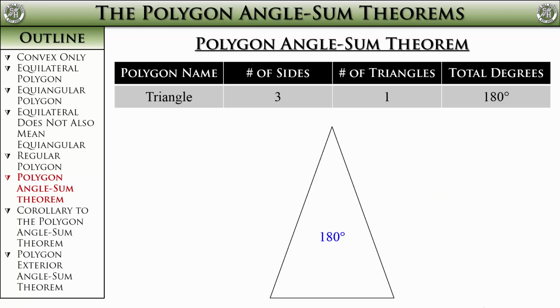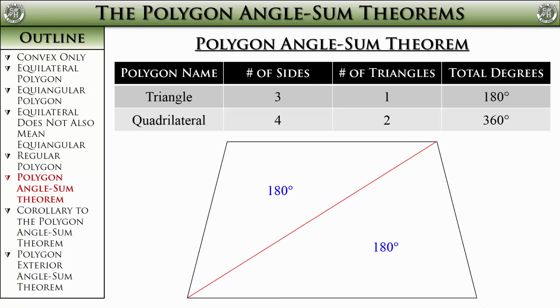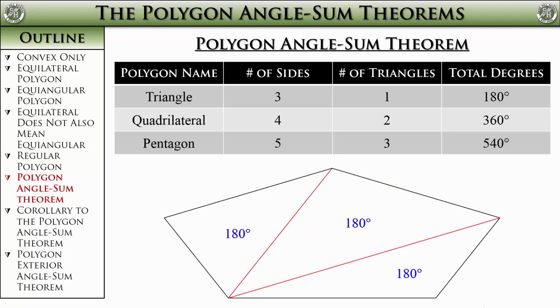First, we had a triangle. It had 3 sides, and it had 180 degrees total. Then we had a quadrilateral which has 4 sides. We chopped that sucker up into 2 triangles, each one with 180 degrees. So in total there were 360 degrees. I then moved on to a pentagon which has 5 sides. That got sliced and diced into 3 triangles, each with 180 degrees.